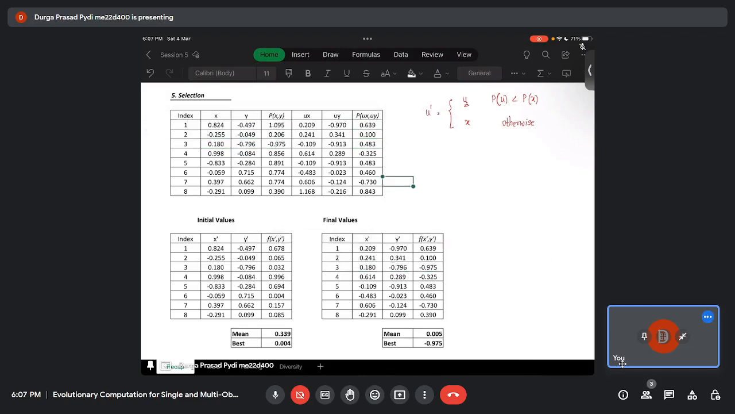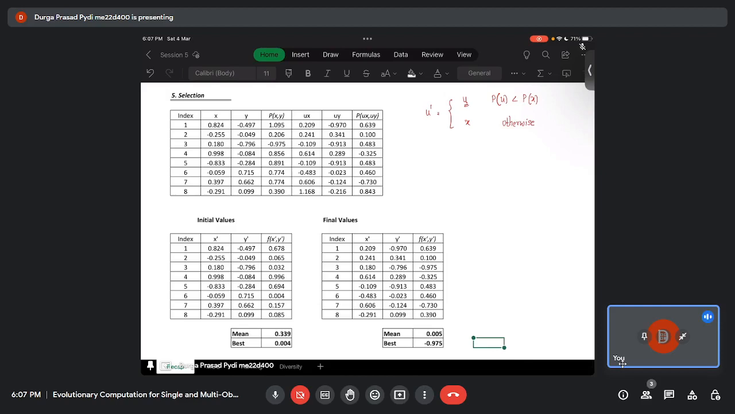Like you can see in this last case where the original one has a value of 0.39, while the newer solution, like the trail vector, has a value of 0.843. So the minimal is there in the original one. So I will go about with the original one itself. So this is what I get in the previous phase.